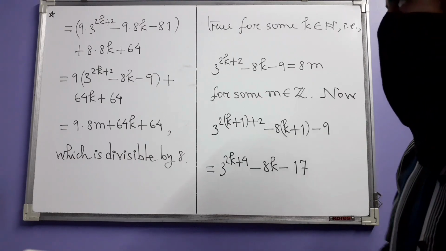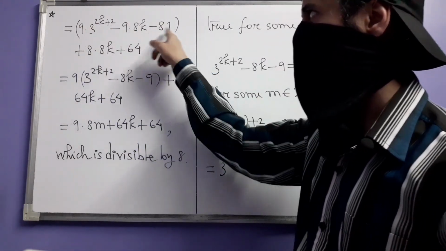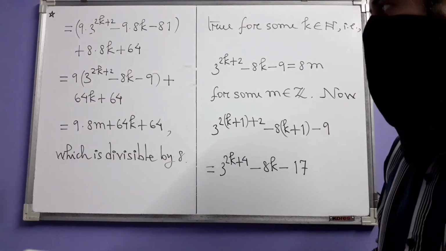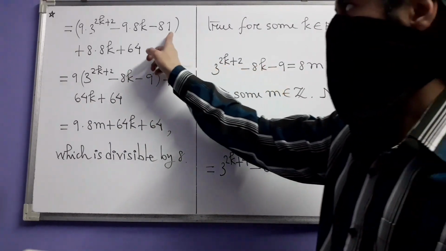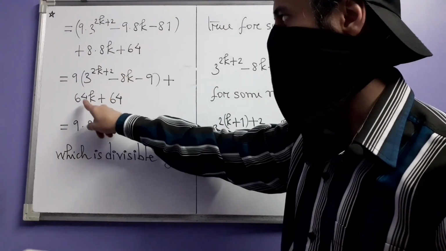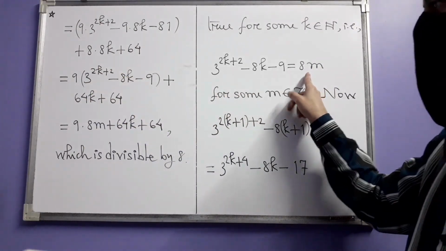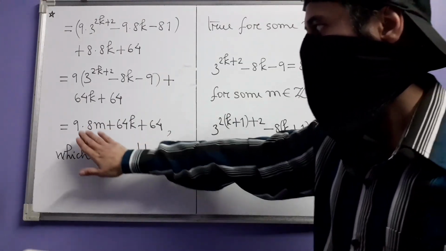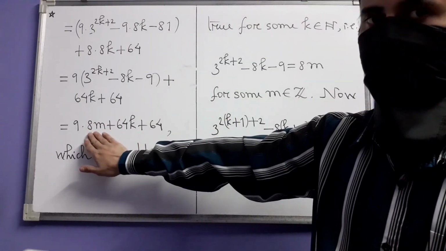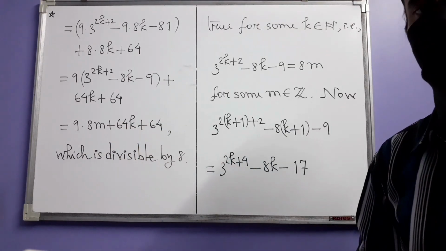Alright. And then what we do, we take 9 common out from this part within parentheses. And that gives us this. Whereas outside the parentheses, we have 64k plus 64. So this part becomes 8m, so 9 times 8m plus 64k plus 64. The first term is of course divisible by 8, and so are these other two. So that means this is divisible by 8.